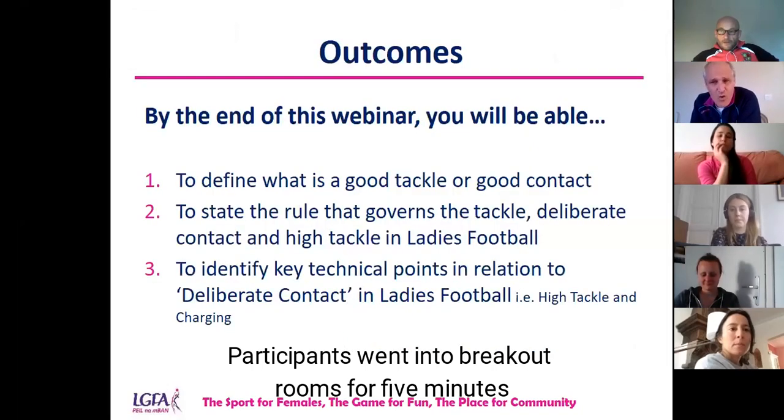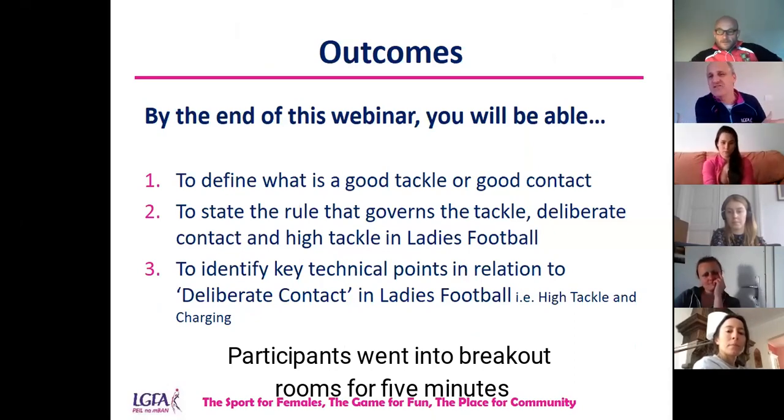So what is it by the end of this presentation we want you to understand or be able to do? And that's to define what a good tackle looks like. So when we're talking about contact, what does good look like? I think that's important to know. Then we look at the rules that govern the tackle, deliberate contact, and also the high tackle in ladies football. So we look at those specific rules in the rule book, and then we give you key examples of how they look in the game.